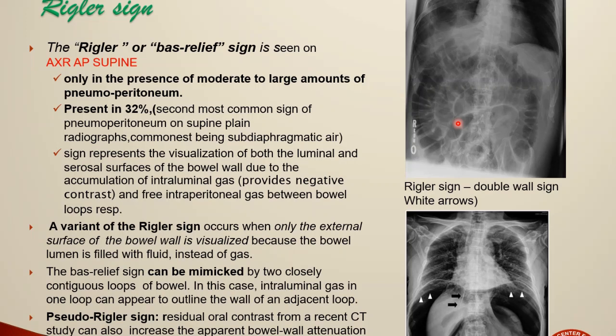It can also be mimicked by, suppose, two loops lying closely approximated to each other, so gas in one loop and gas in the other loop. So what you're actually seeing is what? You're seeing both the inner surfaces of both the loops. So it's not really the outer wall, you're just seeing the inner surface of both the loops. So that is a mimicking of the Rigler sign. And a pseudo-Rigler sign is when instead of fluid inside the lumen, you have radio-opaque content in the lumen. Like for example, if you have done a Gastrografin study or barium study and then do an X-ray, there you'll be seeing what is known as a pseudo-Rigler sign.